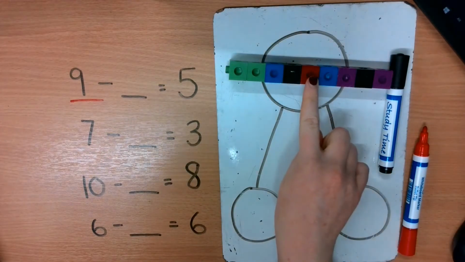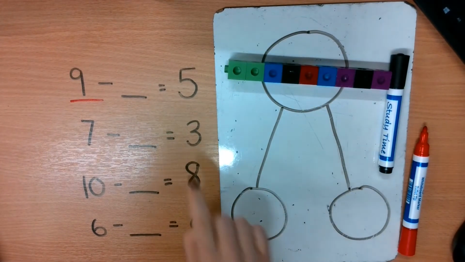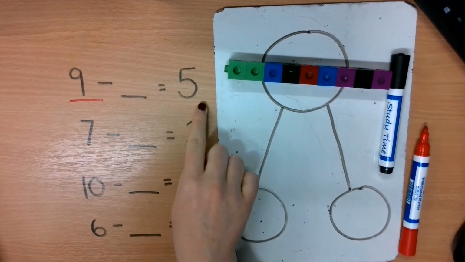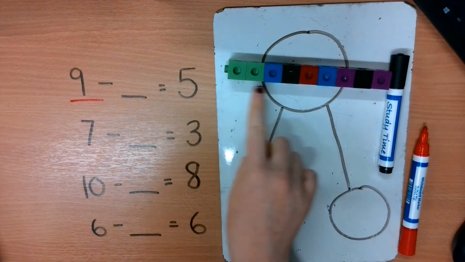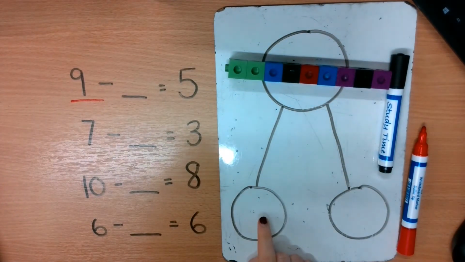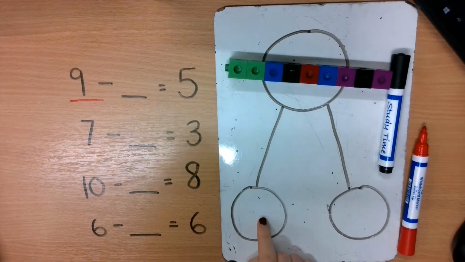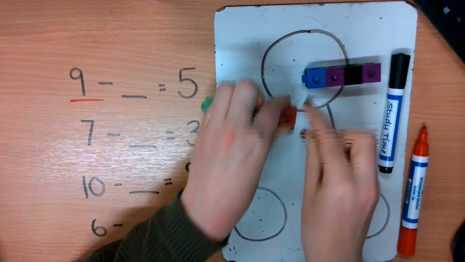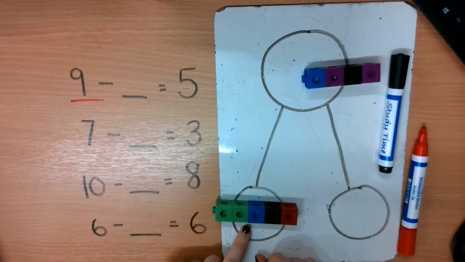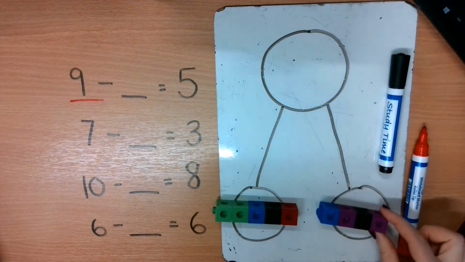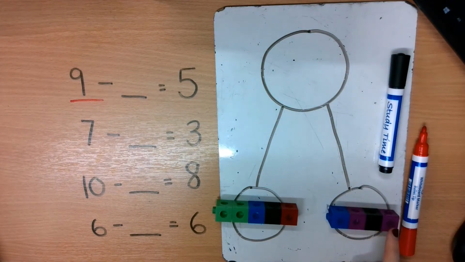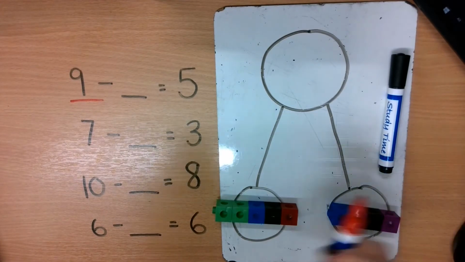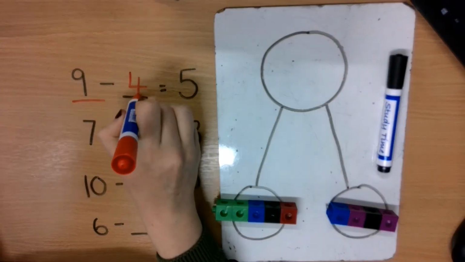Here I've got my 9 cubes. Now I can see that one part is 5, so I'm going to snap off 5 of these cubes to put in one of my parts. The amount that's left over should be my missing number, the other part. Let's see. I'm going to take my 5, snap them off, put them down there. That's one part. And what's the other part? 1, 2, 3, 4. My missing number is 4.